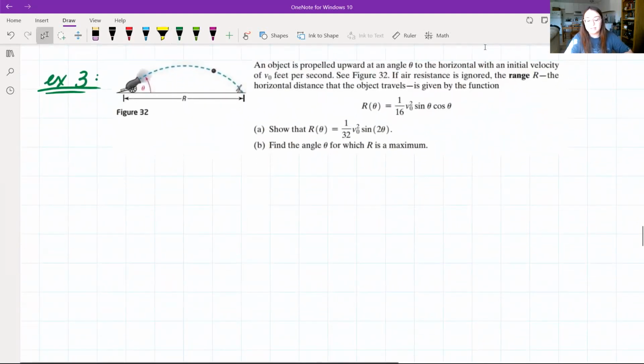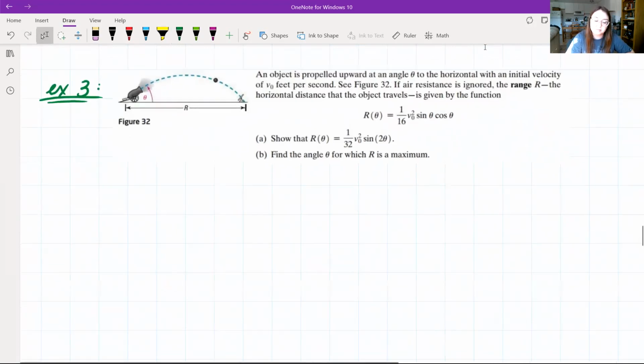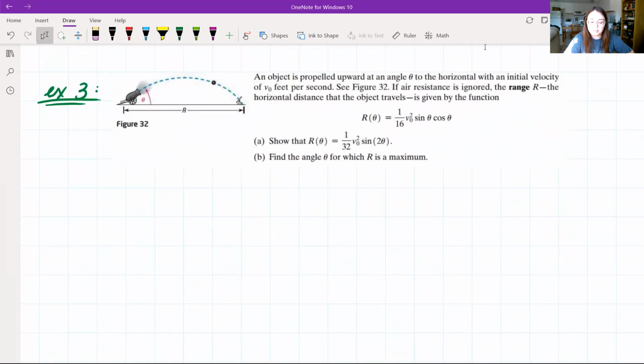All right, so on to our next example. Our next example is a little bit of an applied problem. So for example 3, we have that an object is propelled upward at an angle of theta to the horizontal with an initial velocity of v sub 0, which we also call v naught, feet per second. See figure 32.